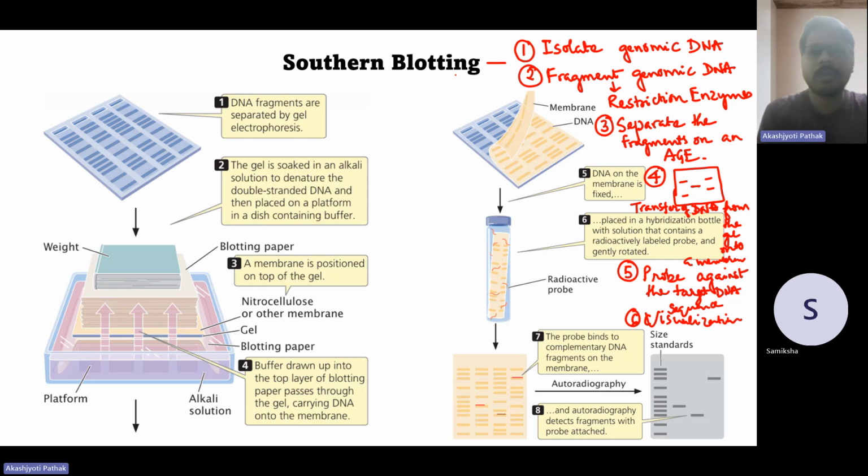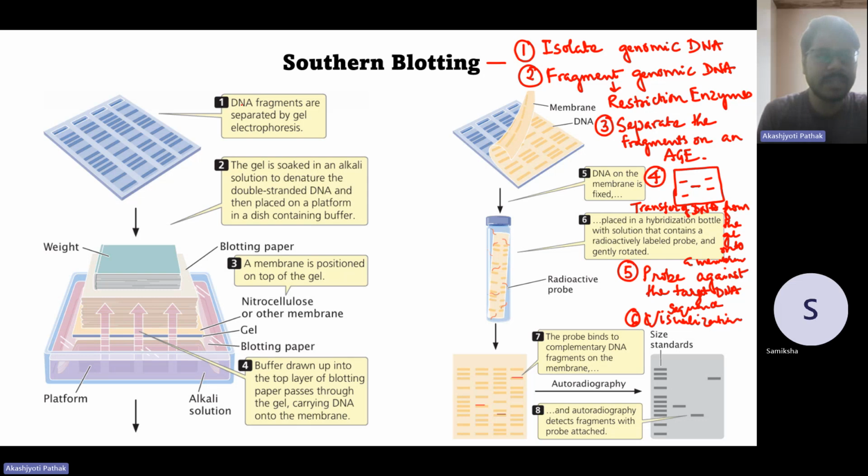Okay. All these steps have been shown in this figure. This figure is taken from the book Benjamin Pierce Genetics. This is a genetics book. As you can see here, first what is done? Here they are showing the first step from DNA fragments, but they have not shown the initial steps. The initial steps are first you have to isolate the genomic DNA, and you have to fragment it by various restriction enzymes.